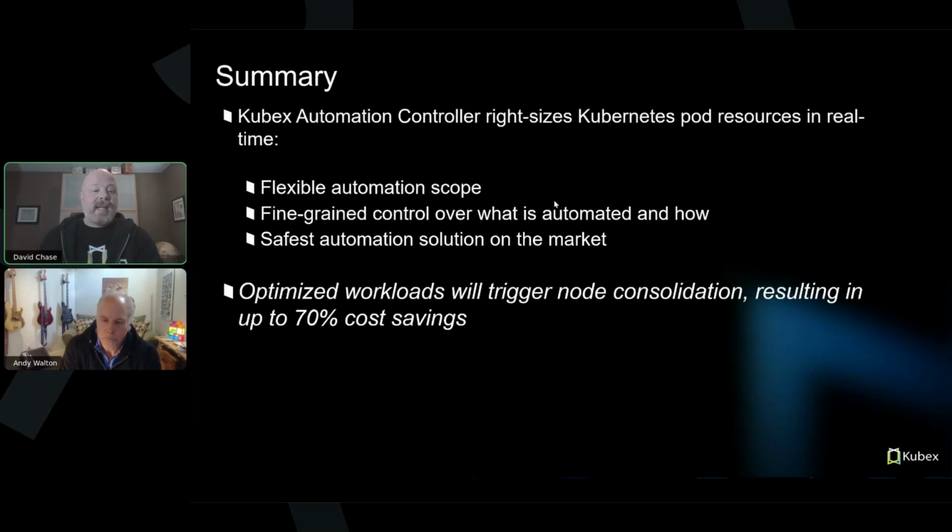In summary, what have we looked at today? We're able to see that the Kubex automation controller right sizes Kubernetes pods in real time, reducing risk, reducing waste. There's tons of flexibility about our automation scope. You're always in control of what is automated and how, and we have the safest automation solution on the market. The end result being you're able to optimize workloads, and by doing so, you're able to trigger node consolidations. We saw 66% savings in this example. Typically, we see up to 70% cost savings through automation with Kubex. That's really what we're able to observe today.